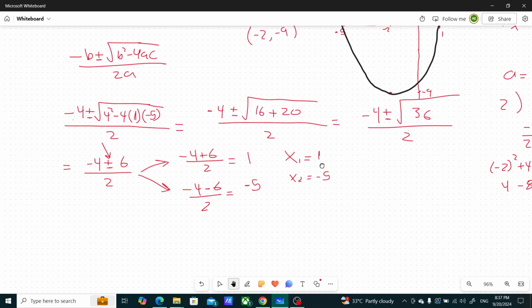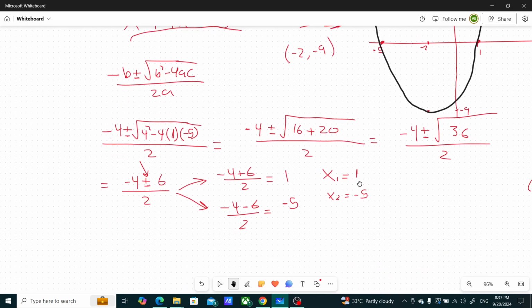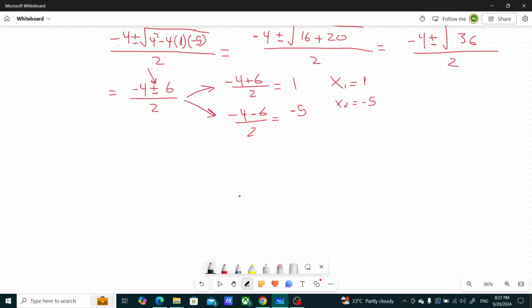Perfect. Okay, let's try. This is by solving using the quadratic formula. Now let's try to solve the same equation using factorization. So x squared plus 4x minus 5. Okay, so it was plus 4x minus 5.